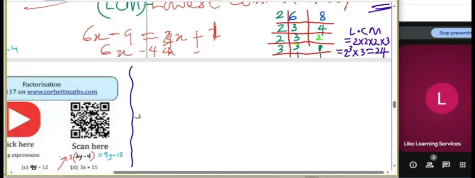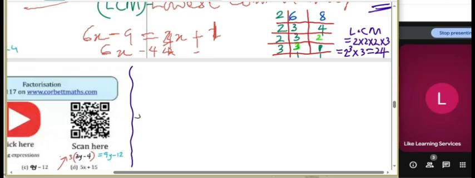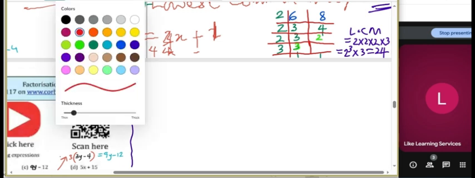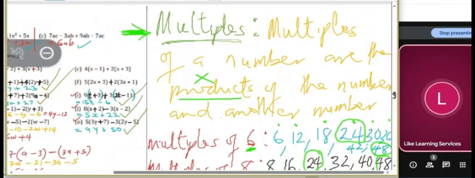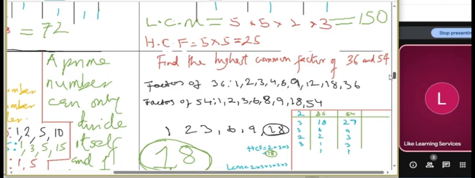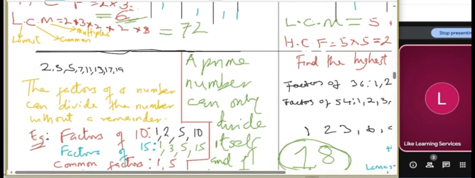Factors are things that can be divided together. Can I say another meaning? It's fine. Say it in your own words. Okay. Factors are numbers that can divide one another. You have a very great idea. The factors of a number can divide the number without a remainder.